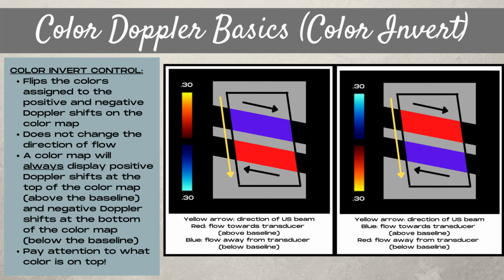Now, in the image on the far right, the color invert control has been applied. The flow is still moving in the same direction as it was, however, the color assigned to that flow has changed. So blue now represents flow moving towards the transducer, and red, which is at the bottom of the color map, now represents flow moving away from the transducer.